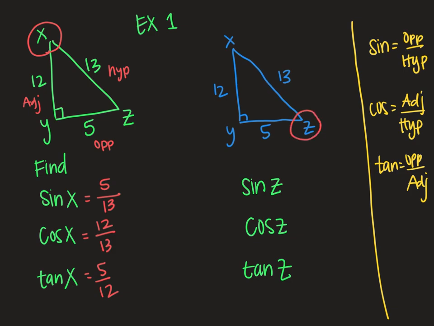So my hypotenuse will still stay the same. That does not change. But now if I look, my opposite side is now 12, and my adjacent side is now 5. And now I do these trig ratios based off this top triangle here. So sine of z is my opposite 12 over my hypotenuse 13. My cosine is my adjacent 5 over my hypotenuse 13. And then my tangent of z is my opposite side 12 over my adjacent side 5. And those are the 6 trig functions for this triangle.